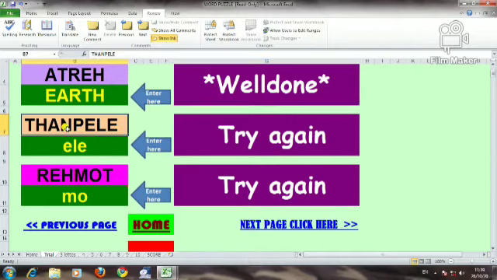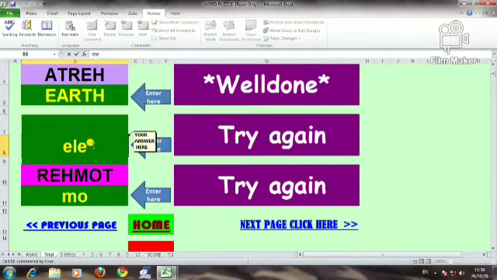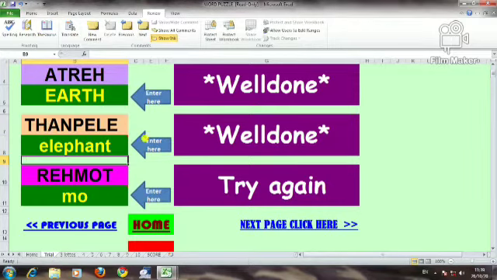See, THANPALE. Then Pele. We can read it, but such a word is not there. So using these letters, you have to make a word. Can you make a word? Okay, let's write like this. Elephant. Elephant is the word. Then you enter elephant there, then you will get well done.